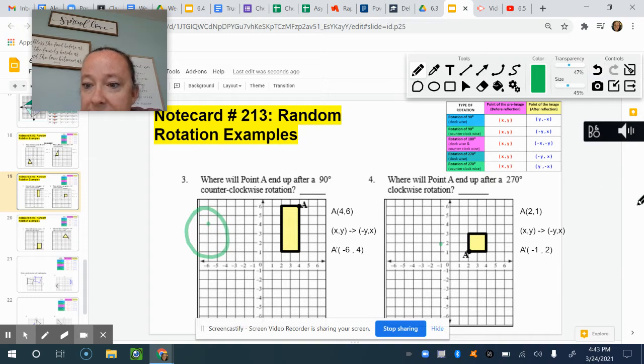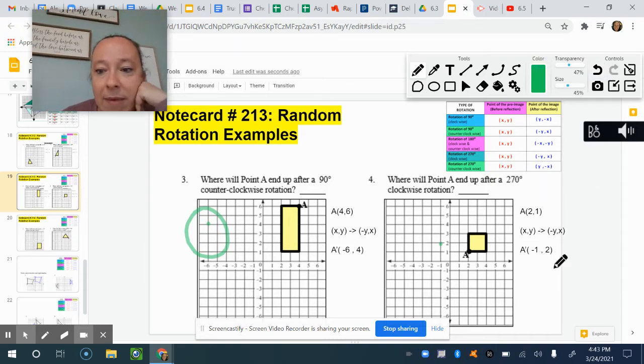And this stuff that I typed is what I want you to have on your note card. So go ahead and make sure that you have this information that I typed and that you understand that it's for a 90-degree counterclockwise and a 270-degree clockwise. So go ahead and finish up note card 213. Pause me.